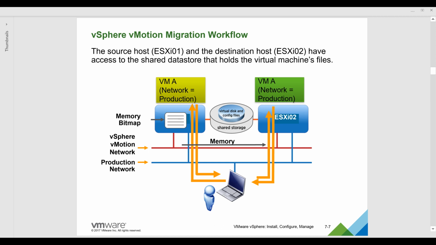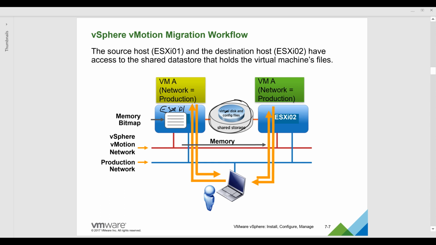So here's the workflow. ESXi 1 and 2, this is ESXi 01. They have the same data store. It holds the virtual machines. And we want to vMotion it.